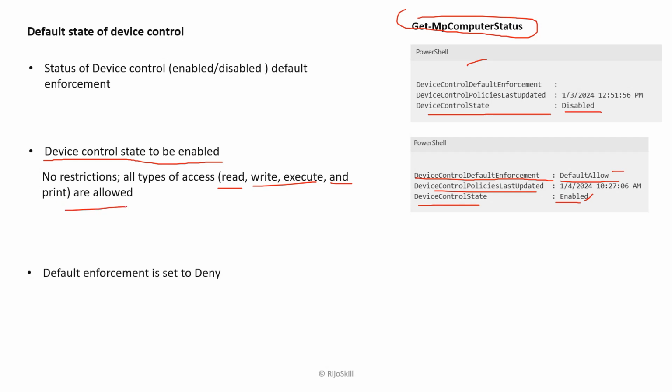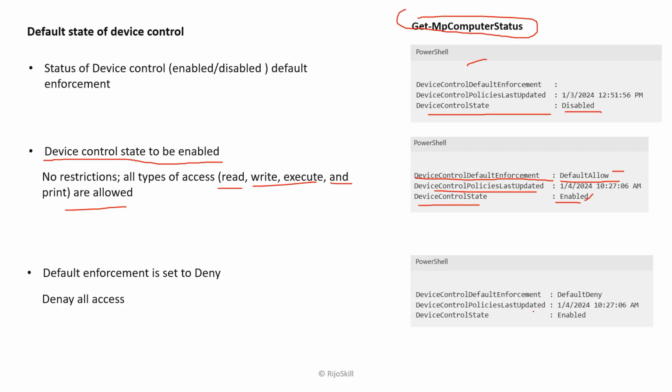Okay. So next, you can see default enforcement is set to deny. Once you see the device control default enforcement is deny, you can see it denies all access. So you cannot read, write, execute, or print. This is not allowed once the default enforcement is default deny. So now you understand the different states of your device control. You can use Get-MpComputerStatus for this.